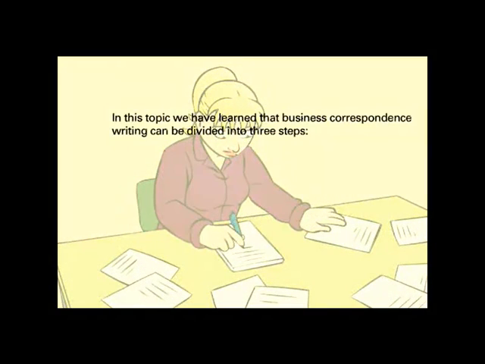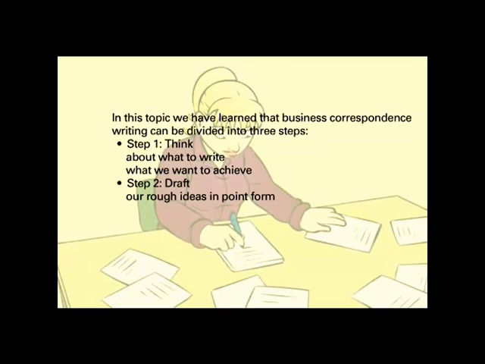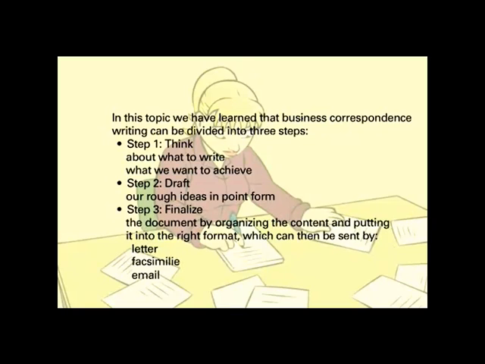In this topic, we've learned that business correspondence writing can be divided into 3 steps. The first step is to think about what to write and what we want to achieve. The second step is to draft our rough ideas in point form. The third step is to finalize the document by organizing the content and putting it into the right format, which can then be sent by letter, facsimile, or email.